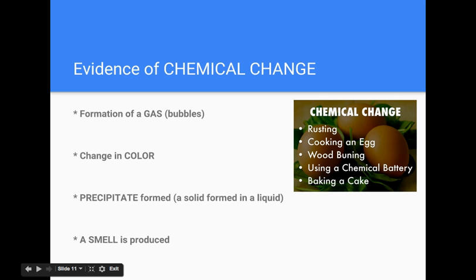When there is a chemical change, you will see a formation of gas, little bubbles, or you might see a change in color, or you might see a precipitate form. So that's going to be a solid that forms in a liquid. It looks cloudy. There's little tiny particles, or a smell is produced.